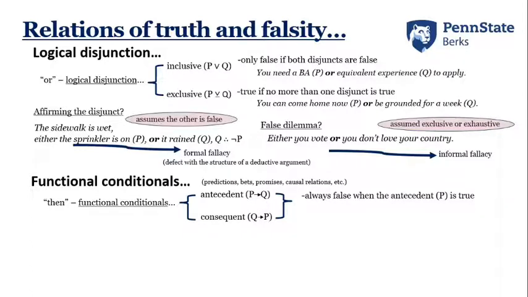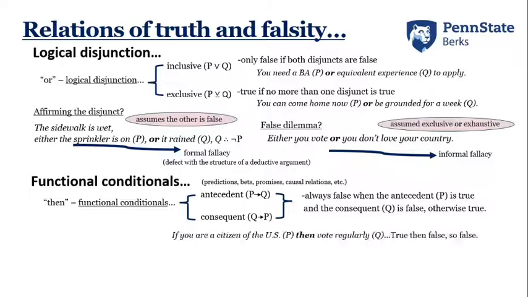Now, the functional conditional P therefore Q is always false when the antecedent P is true and the consequent Q is false, otherwise the entire sentence is true. So we're going to put these into sentences. So here's a way to look at this. And it's always easier, again, to hear it in a full sentence.